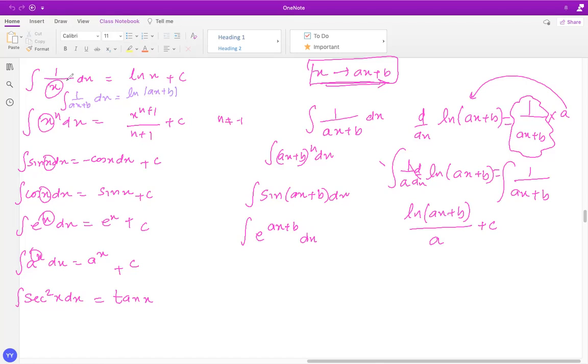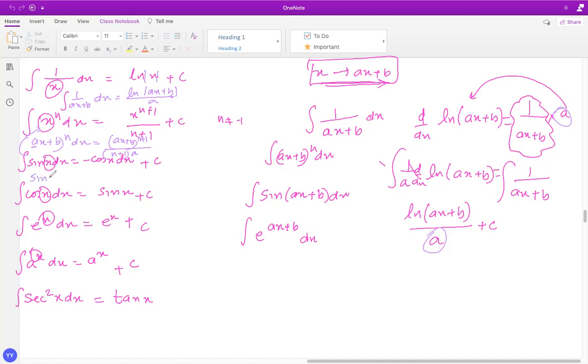Since the domain has not been specified, you have to put an absolute value over a here. Just divide by the coefficient of x everywhere. So if I replace x with ax plus b, so (ax plus b) to the power n, if I want to integrate this, it is (ax plus b) to the power n plus 1 over n plus 1. And then don't forget to divide by the coefficient of x, that is a, because that's what comes down as the multiplier in the chain rule.